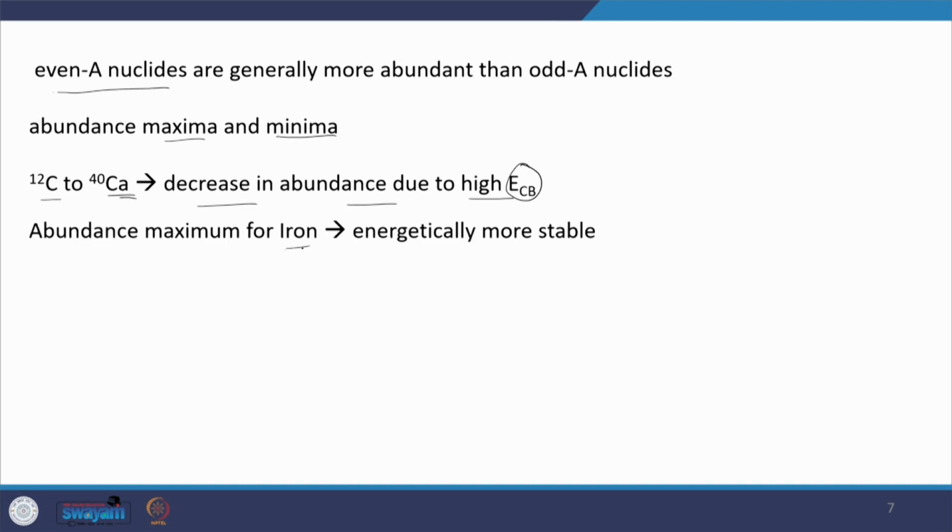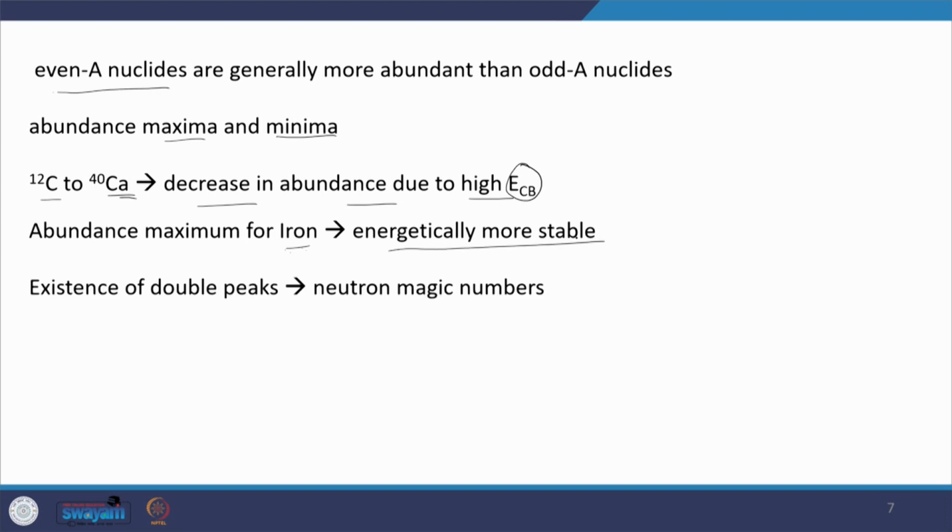Now, at iron, why is the abundance maximum? Because it is very clear that energetically this is the most stable element. You have also seen a few double peaks after the iron peak. They denote the existence of neutron magic numbers, and please recollect the knowledge of the shell model. These neutron magic numbers fill the neutron shells, which gives rise to high abundance and high stability.